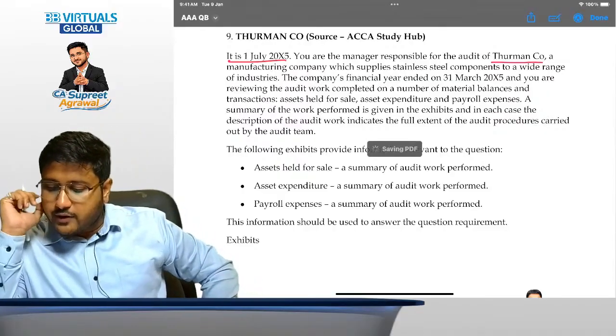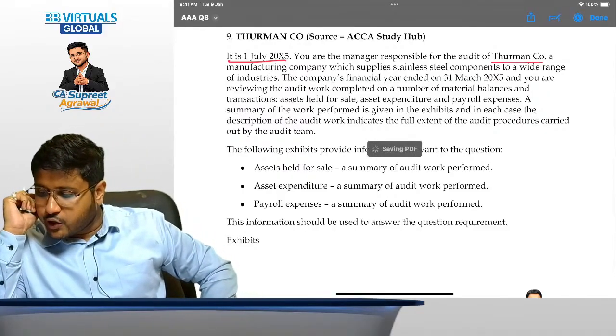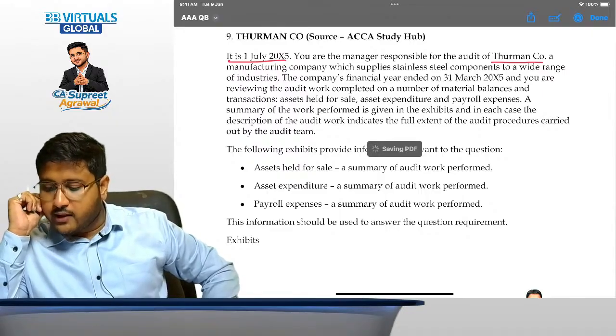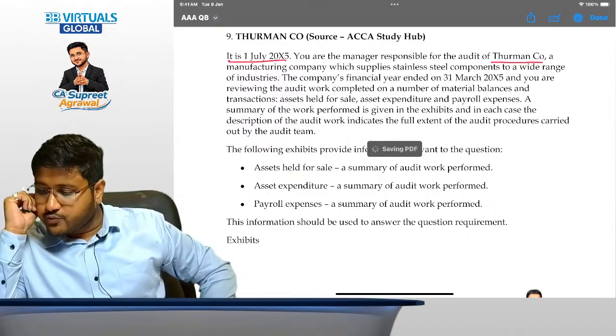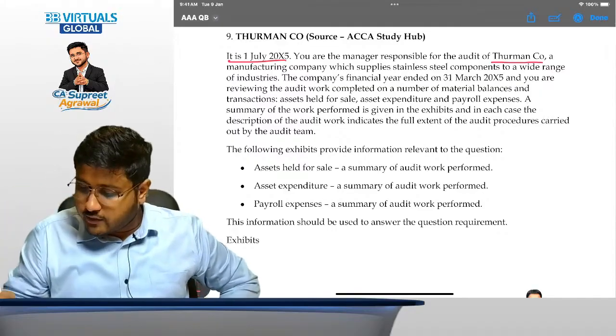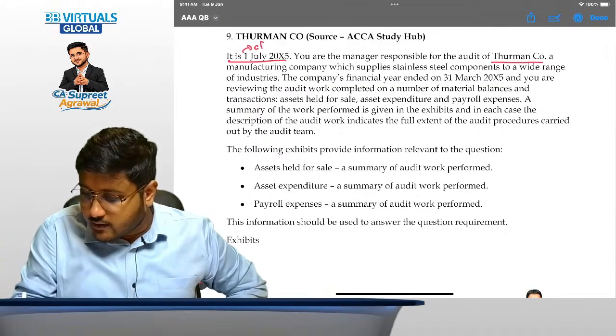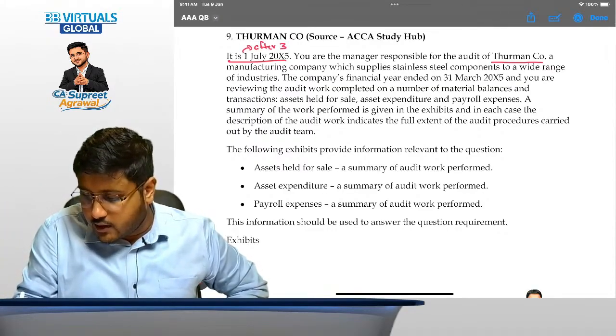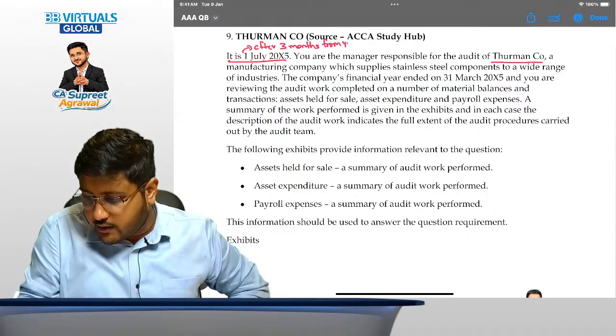Now, a manufacturing company which supplies stainless steel components to a wide range of industries. The company's financial year ended on 31st March 2025, and you are reviewing the audit work. So this is after 3 months from year end.